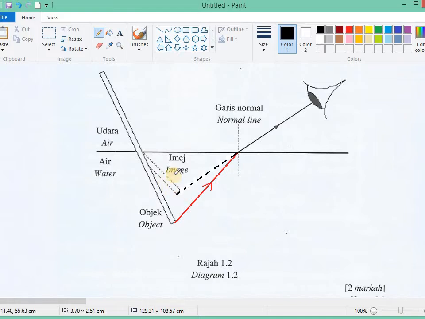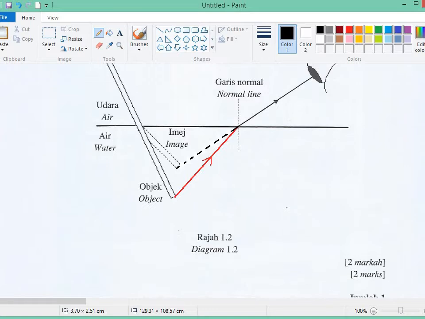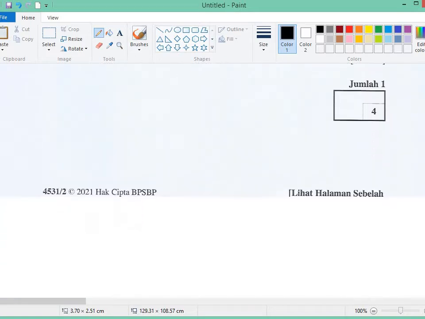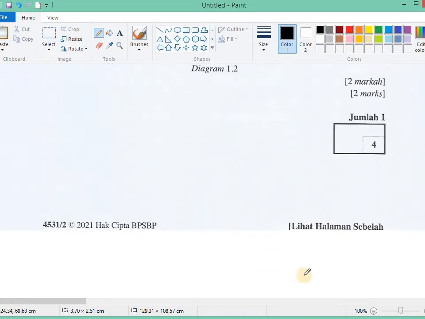But actually, is there any light here or not? Actually, there is no light. There is no light over here. It just looks like the light comes from here. Okay, all right. So next. If you have any questions, you can just ask.